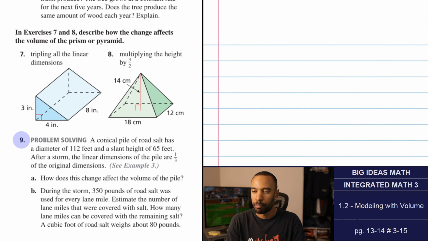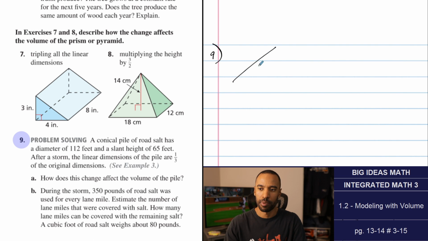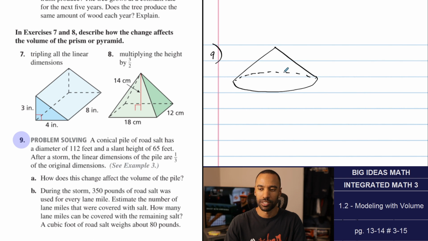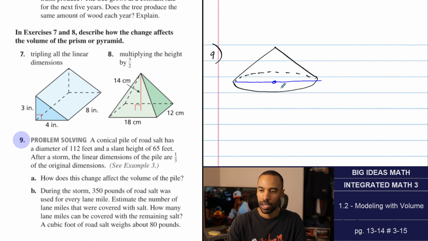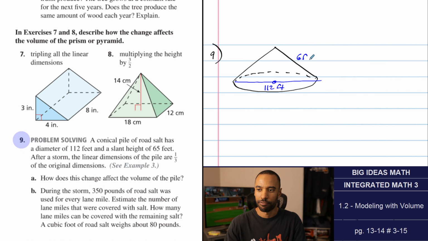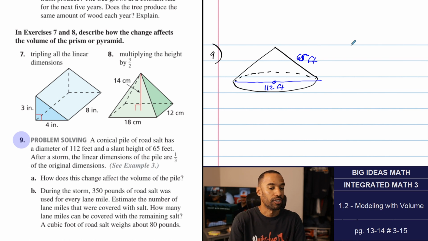A conical pile of road salt has a diameter of 112 feet and a slant height of 65 feet. So it's best that we draw something like this. So we're looking at some road salt. Look at that. Beautiful road salt. We got a diameter here of 112 feet. That's a lot. And a slant height of 65 feet. Slant height is this guy right here. Not used in volume, but will be used to help us find volume.